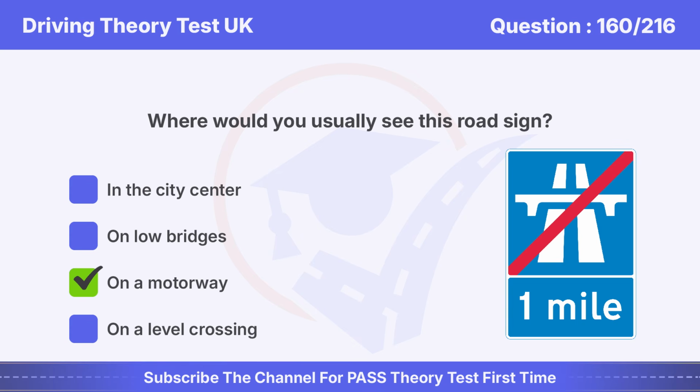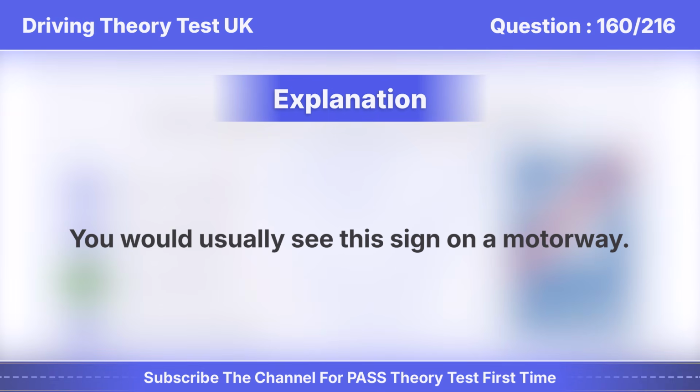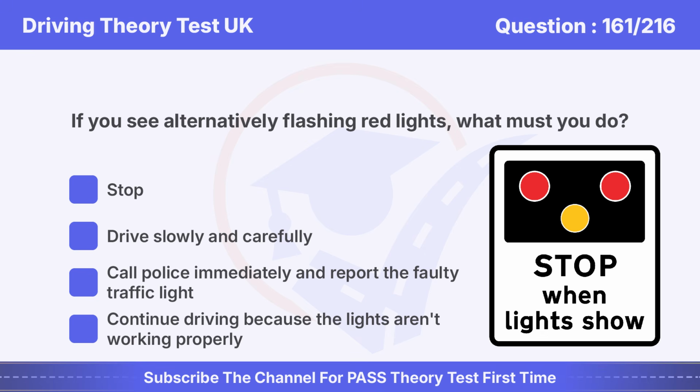Answer is C. On a motorway. You would usually see this sign on a motorway. Question 161. If you see alternatively flashing red lights, what must you do?